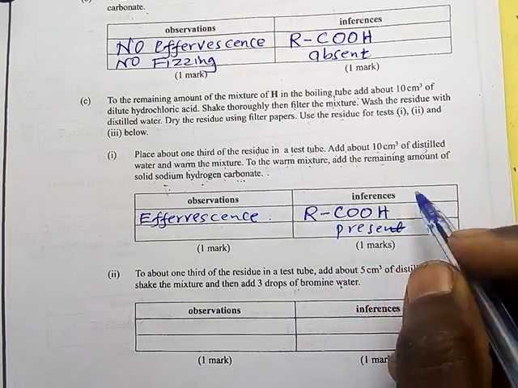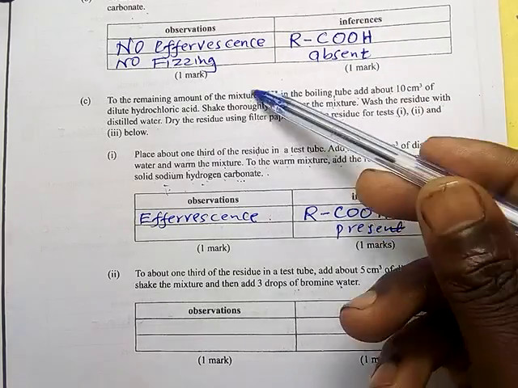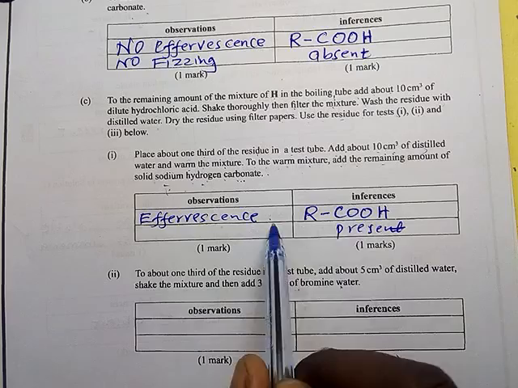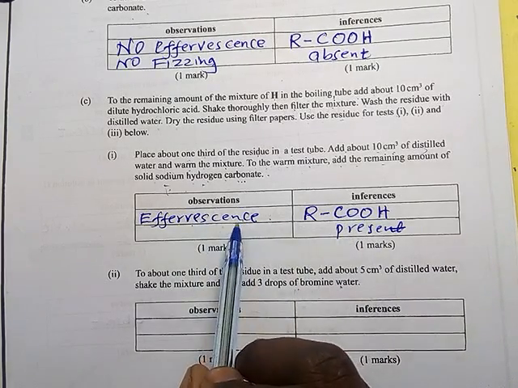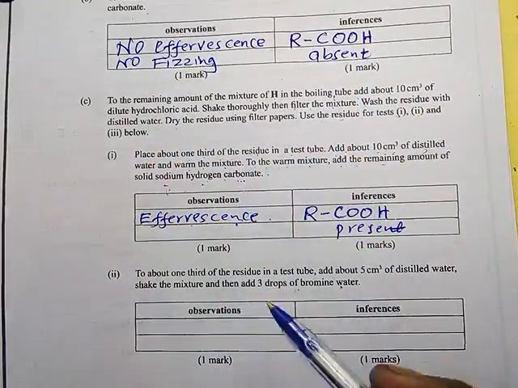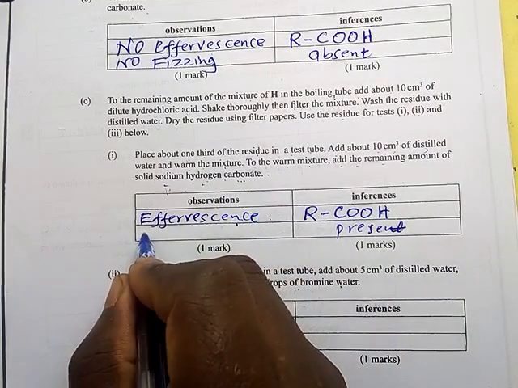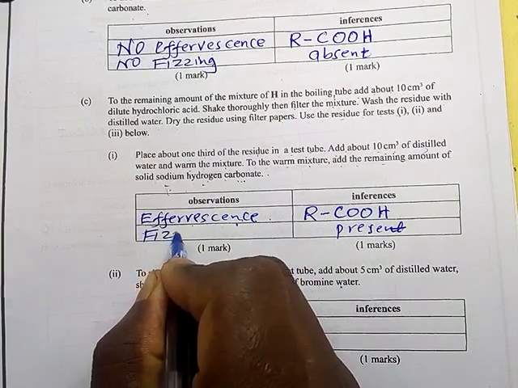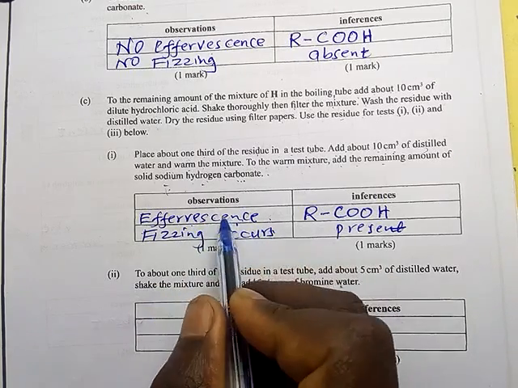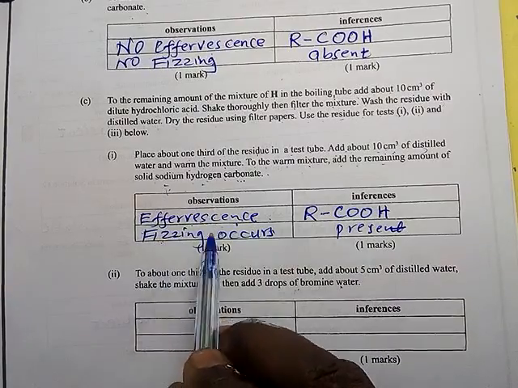So you may ask, why did we write here absent and here we are writing present? There are so many things we have done here, so you don't need to worry. What will give you this answer is the observation. If effervescence occurs, then this one is present. If it does not, this one is absent. As simple as that. As well, if the spelling of effervescence is difficult for you, you can write fizzing occurs.